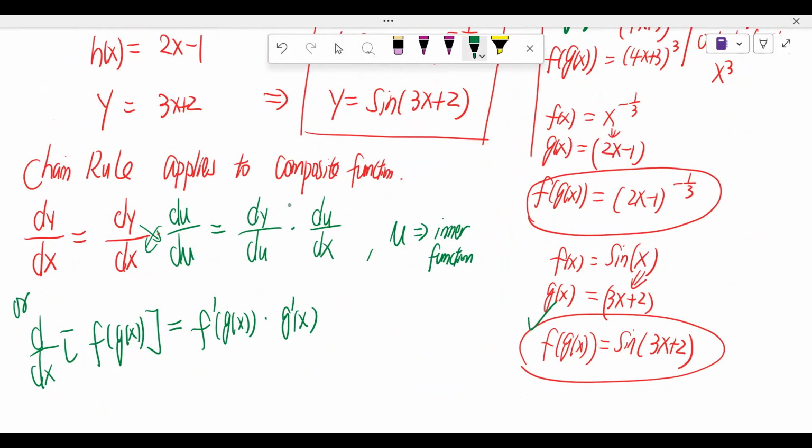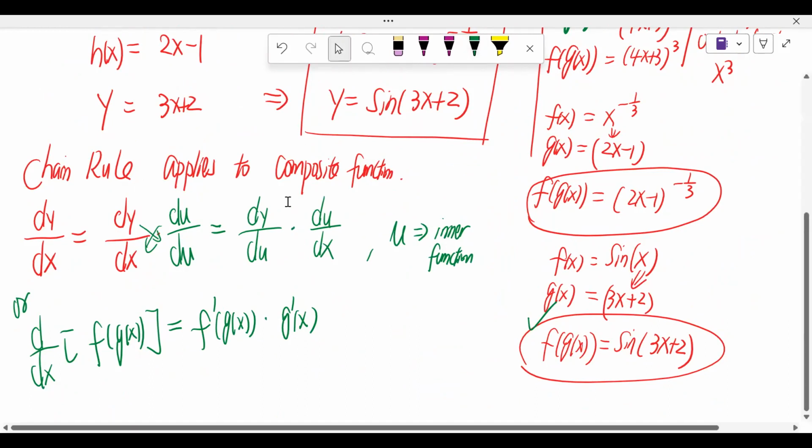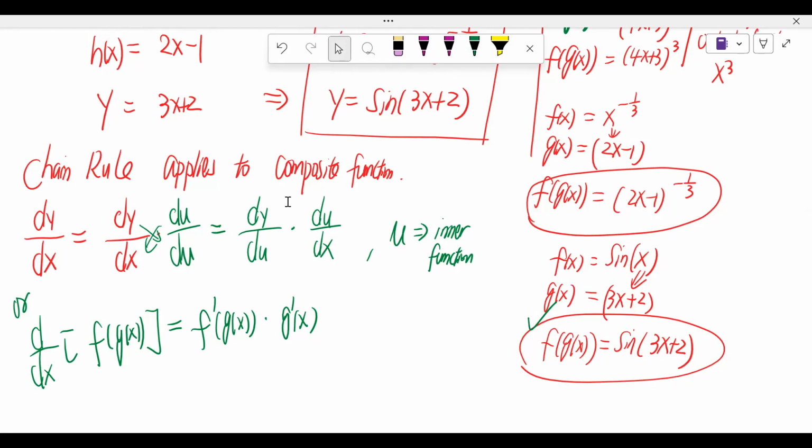Again, this is very important, right? The next section on implicit differentiation and related rates, all dealing with the derivative, we are all using the chain rule to deal with the different kinds of applications. So implicit differentiation, related rates, are also applications of the chain rule.